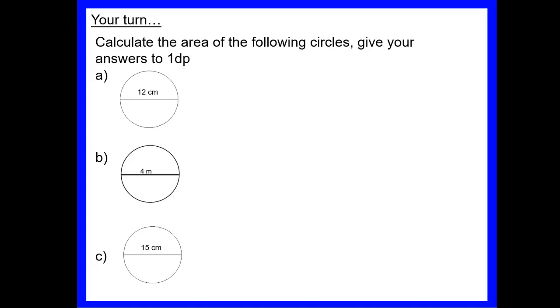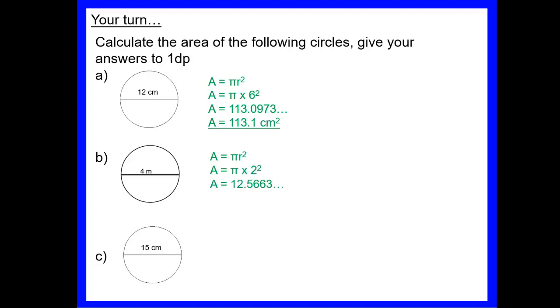Okay, let's have a look at the solutions for this one then. So our formula, we are going to do pi times 6 squared because we've got a diameter of 12, the radius therefore is 6, which is 113.0973, etc., or 113.1 centimeters squared to 1 decimal place. For our second one then, our diameter is 4, so our radius must be 2. So we're going to do pi times 2 squared, which is 12.5663, and that's 12.6 meters squared to 1 decimal place.